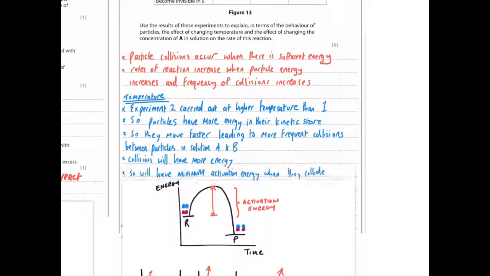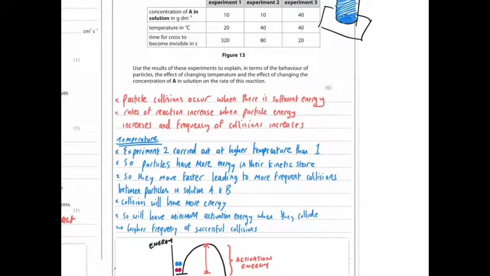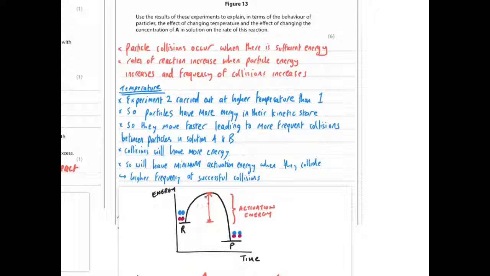Now let's look at temperature. With temperature, experiment 2 was carried out at a higher temperature than 1. So particles have more energy in their kinetic store, so they move faster, leading to more frequent collisions between particles in solution A and B. Collisions will have more energy, so will have the minimum activation energy when they collide, leading to a higher frequency of successful collisions. What that means is they've already reached their activation energy. You don't need to add much more energy to get the reaction going. They already have the necessary energy, so they'll collide and the reaction will occur much quicker.